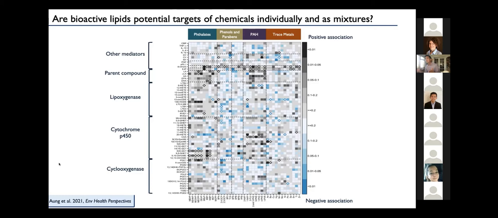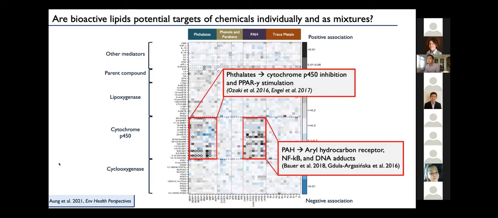So at a very high level, one of the major takeaways that we see from this figure is that there appears to be unique signatures of associations between the different chemical classes and the different endogenous biomarkers. Now, when we zoom in, particularly for the phthalates and polycyclic aromatic hydrocarbons, we see that they exhibited the greatest positive signals with the cytochrome P450 derived bioactive lipids. And when we reviewed the mechanistic literature, we found quite a bit of biological support of these findings.